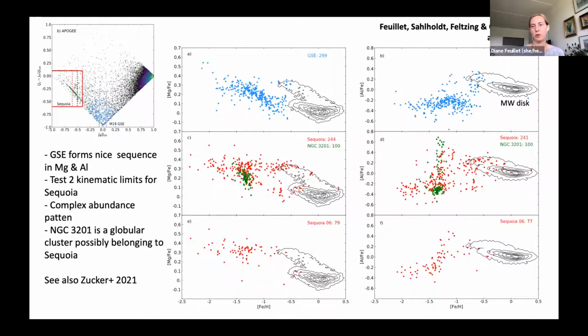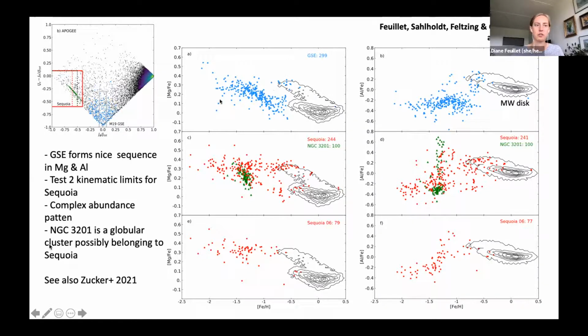Now I want to show you the APOGEE elemental abundances. I have the Sequoia 2 selections here in the corner in case you want to refer to that. Here we have magnesium over iron for Sausage-Enceladus stars in blue, Sequoia stars here in red. This is the larger Sequoia selection with the cluster NGC 3201 shown in green. In the bottom, we have the smaller, more conservative Sequoia 06 selection. We have magnesium and aluminum on the right, and the black contours show the Milky Way disk population just for reference.